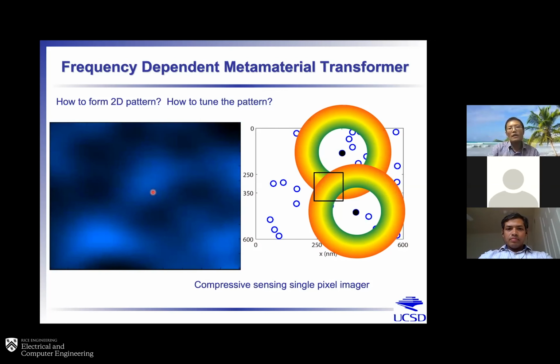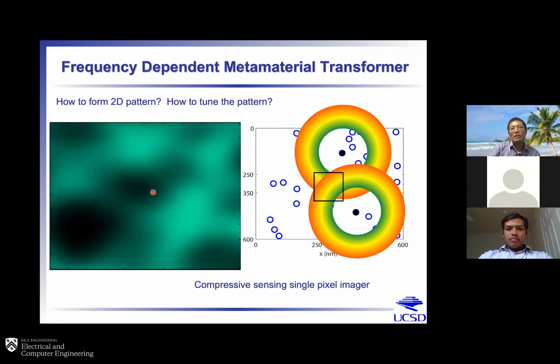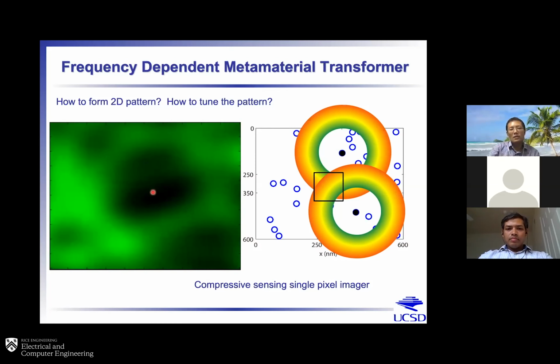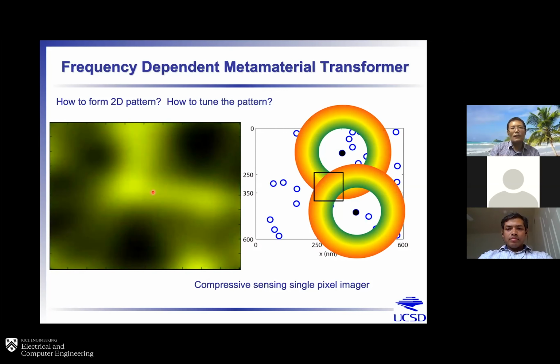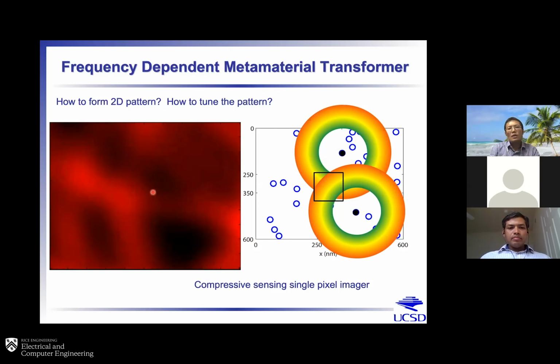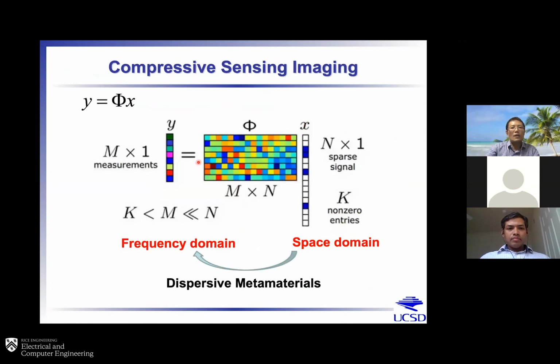Okay, and I'm going to apply the compressive sensing method, which Valley started in this field, right? So using this kind of method, we deal with the compressive imaging reconstruction, right?